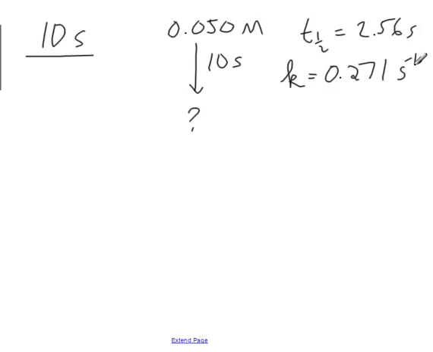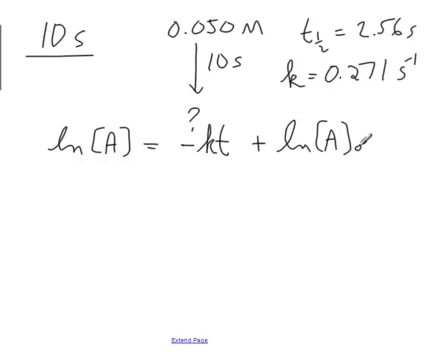We go to the integrated rate law. What is the integrated rate law for first order kinetics? The natural log of A at time t equals, come on, look in your notes or say it out loud. What is it? Equals what? Negative kt plus the natural log of A at time 0.